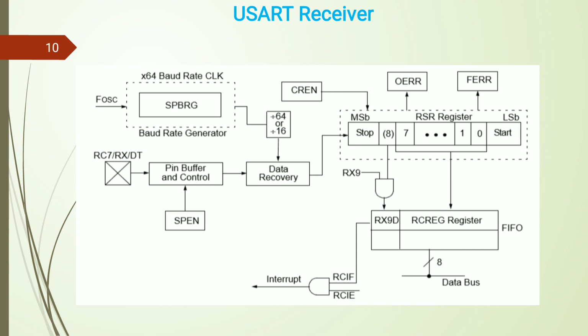Like this it will happen. In that case, an OERR error will be generated, and to avoid this we have to select the actual baud rate which is selected at the transmitter side. Next error is FERR, that is framing error.